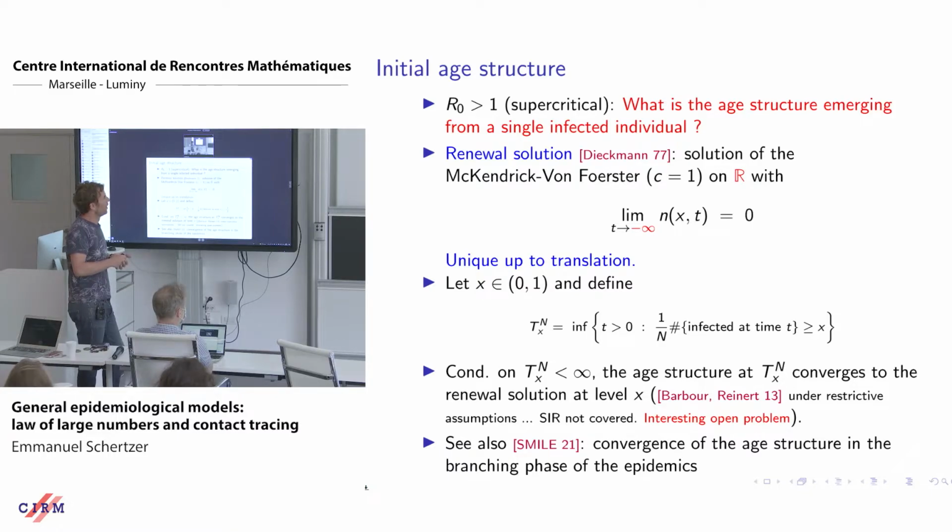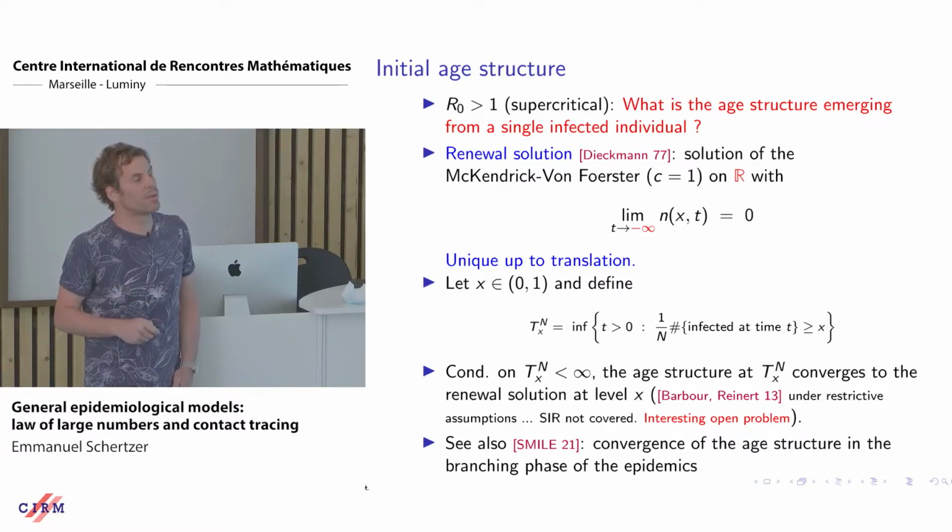So this renewal solution is unique up to a translation, and what has been proved, but in a rather restrictive setting, is that if you look at the first time that your population reaches a certain fraction of infected individuals, then the age structure that you see at the limit when the size of the population gets large is the solution of the renewal equation the first time it is equal to x. Since everything is defined up to a translation, this is uniquely defined.